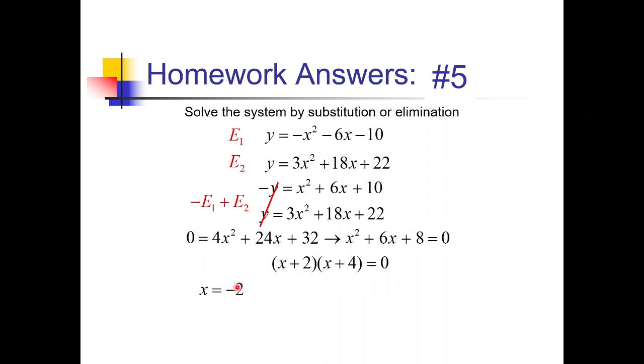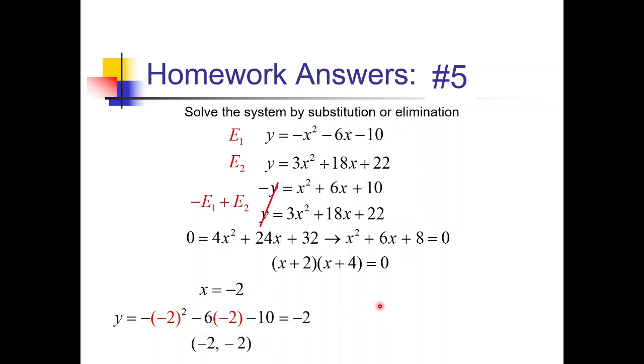So setting each of these equal to 0 and solving, for my first parentheses I've got negative 2 zeros that out. And let me just plug that back in to get a y value before I forget to do that. Now between the two equations, these both look kind of equally nasty. So I'm just going to plug this into the first equation. So we have negative 2 squared minus 6 times negative 2 minus 10. This is negative 4 plus 12 is going to give me 8 minus 10 is going to give me negative 2. So negative 2 comma negative 2 is our answer for that one.